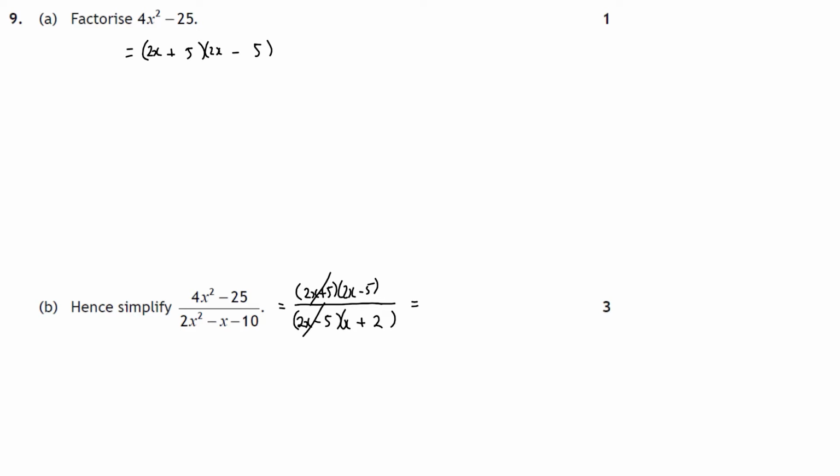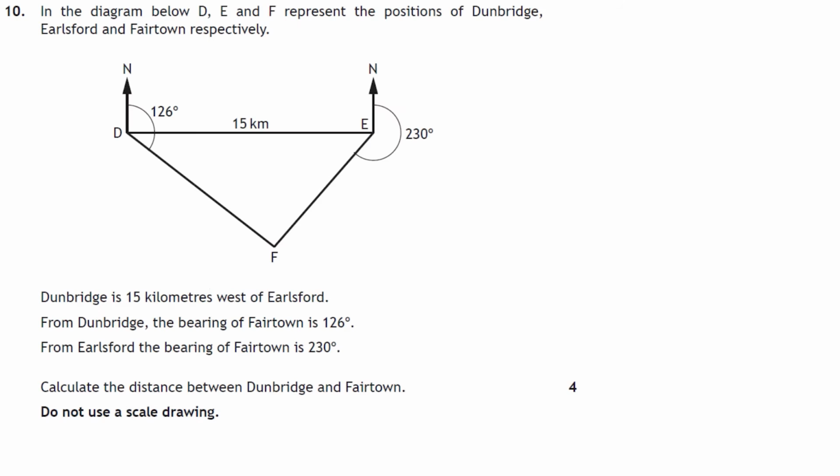Sorry, wrong one. Let's go back and undo that. So we get 2x minus 5 and 2x minus 5, so that leaves us with 2x plus 5 on top and an x plus 2 on the bottom as our final simplified fraction.